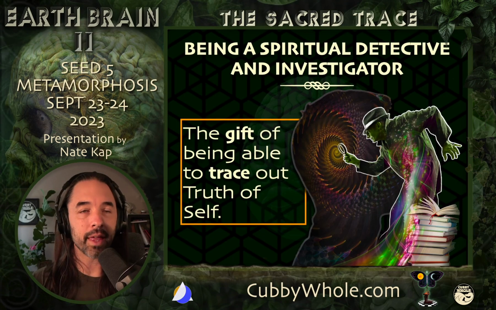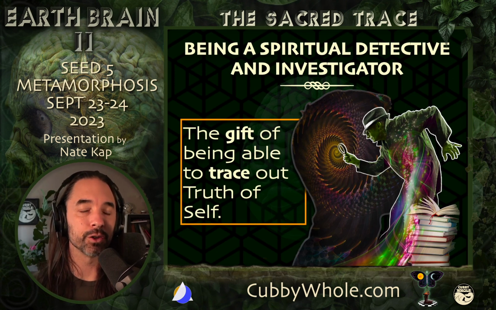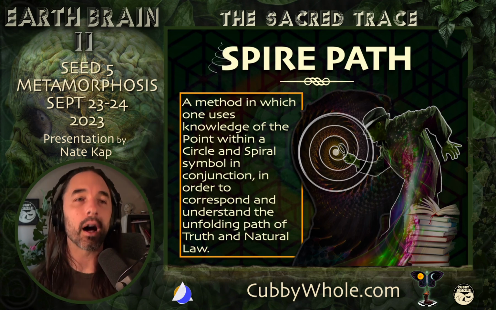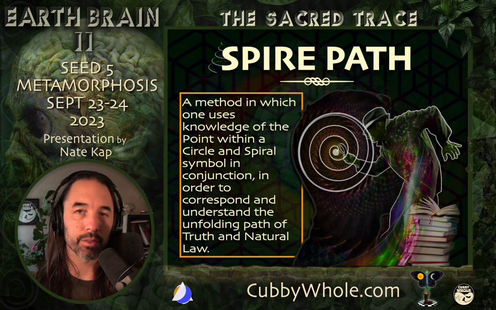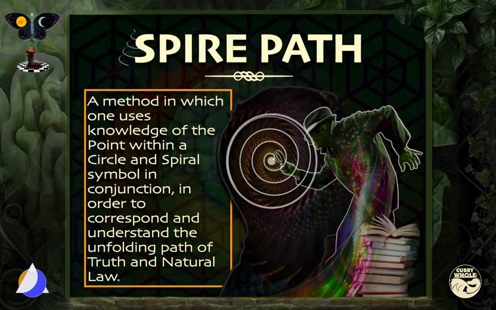One thing that can really help us understand this sacred trace a lot further is what I refer to as the spire path. This is something that I broke down in my Oculus presentation at the Funnel 3 Trivium conference earlier this year. Just as a quick reminder, the spire path is a method in which one uses knowledge of the point within a circle and the spiral symbol in conjunction with each other, in order to correspond and understand the unfolding path of natural law and truth.